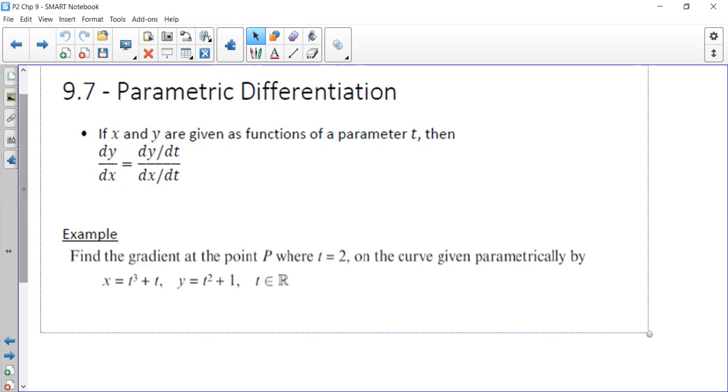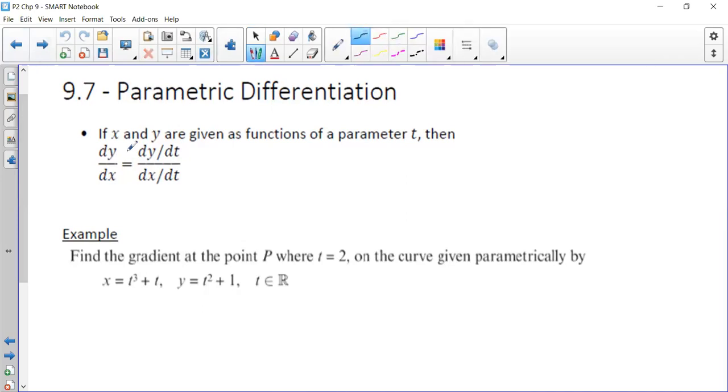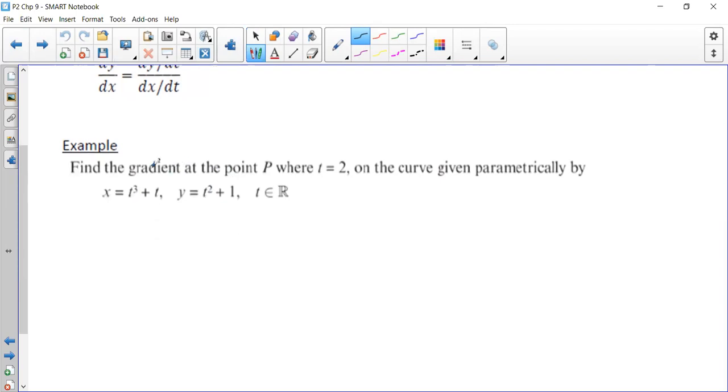So parametric differentiation. We remember parametric equations are a pair of equations where x and y are in terms of a parameter t. To differentiate a pair of parametric equations, to find dy by dx, you don't have to work out the Cartesian equation. If I want to differentiate it, I can just do dy by dt divided by dx by dt. So I'll show you how to work it out.